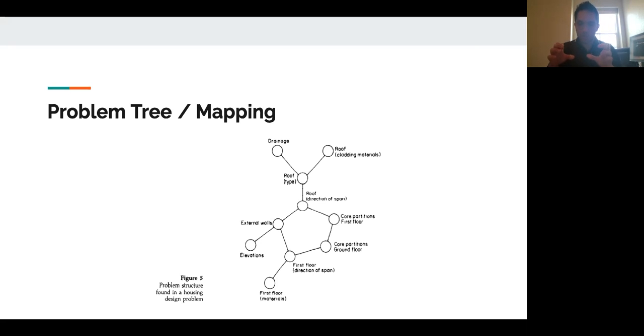Then from those problems, you draw a line to say the roof will have this type. If we have this type, we need to worry about drainage and cladding materials, right? If we were thinking about external walls, do we then have to think about elevation? If we have a first floor, we have a direction of span, so we then have to think about the materials that are interchanged with the first floor. Then we have the core partitions. How do we break up the ground floor? That's also a problem. And then the core partitions for the first floor or the second floor.